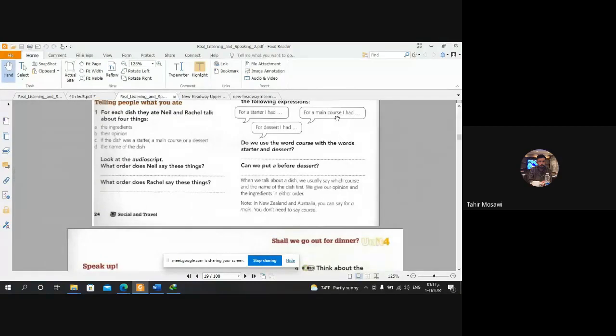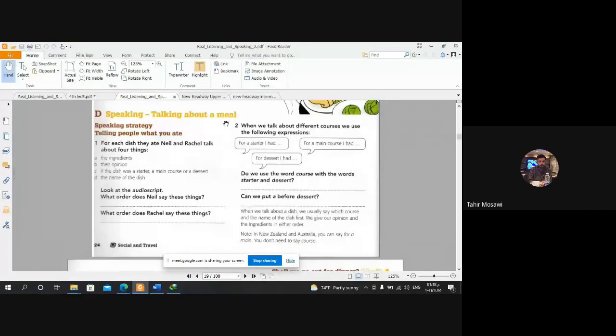In Australia, you still would indicate the same thing. Yeah, so these are the different strategies that the book gives, strategies you can use to help you to speak or talk about food you have experienced.